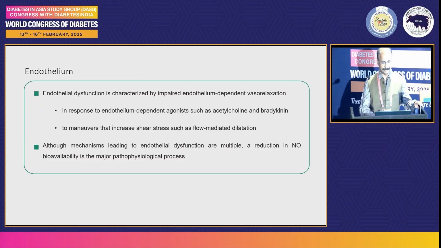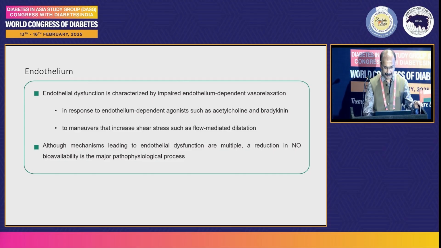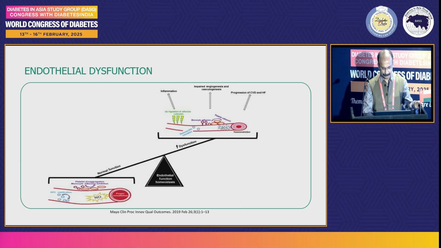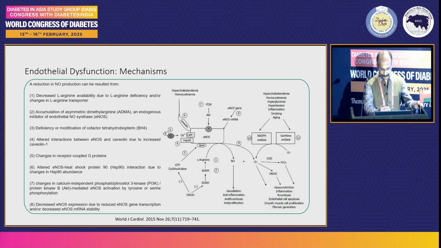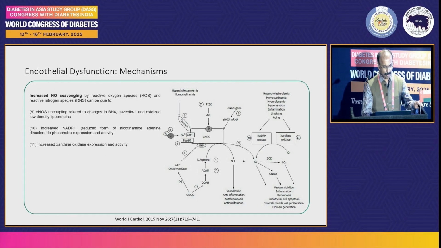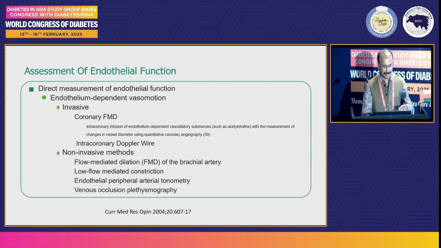Endothelial dysfunction is characterized by impaired endothelium-dependent vasorelaxation. There are multiple mechanisms for this, but the reduction in nitric oxide bioavailability is the major pathophysiological process. And this is the diagrammatic representation of the same. So the mechanism is either reduced nitric oxide production or increased nitric oxide scavenging. And these are the various steps of reduced nitric oxide availability in endothelial dysfunction.